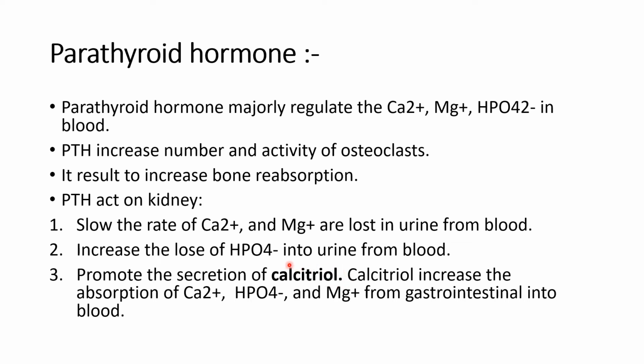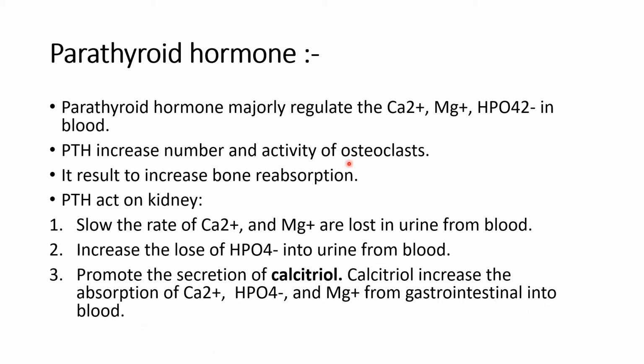Calcitriol is secreted from the proximal convoluted tubule of the nephron. This is the activated vitamin D. Calcitriol increases the absorption of calcium ions, phosphate ions, and magnesium ions from the gastrointestinal tract to the blood. So this mainly works on the calcium ion absorption from the food present inside the intestine into the blood.